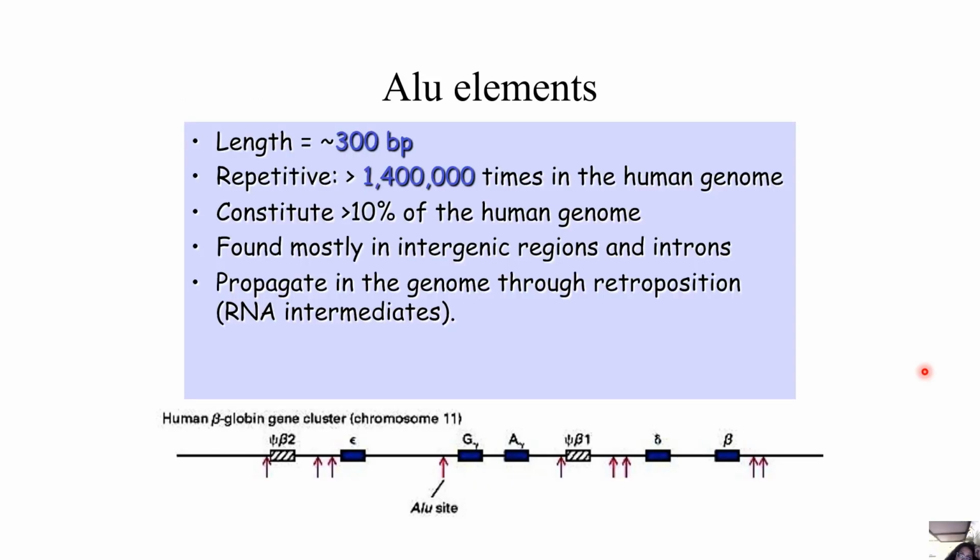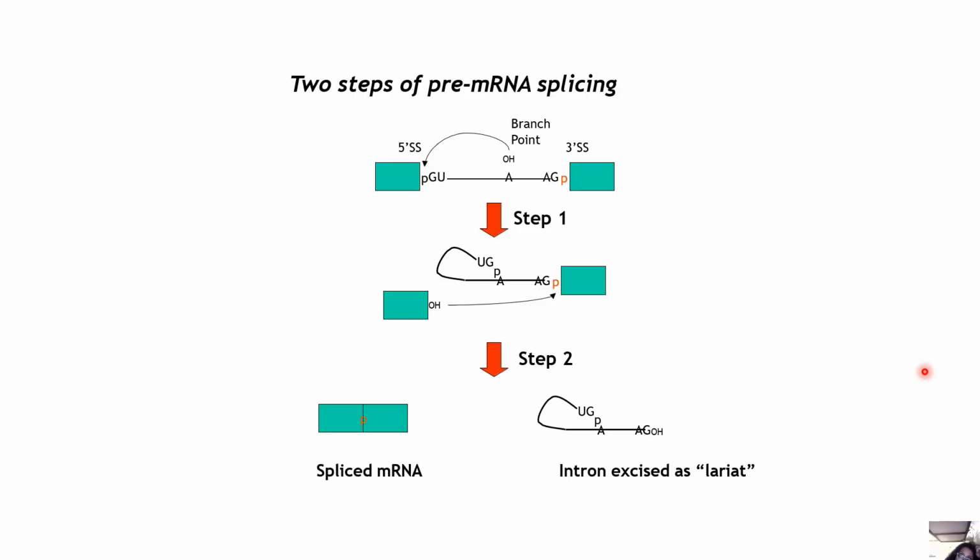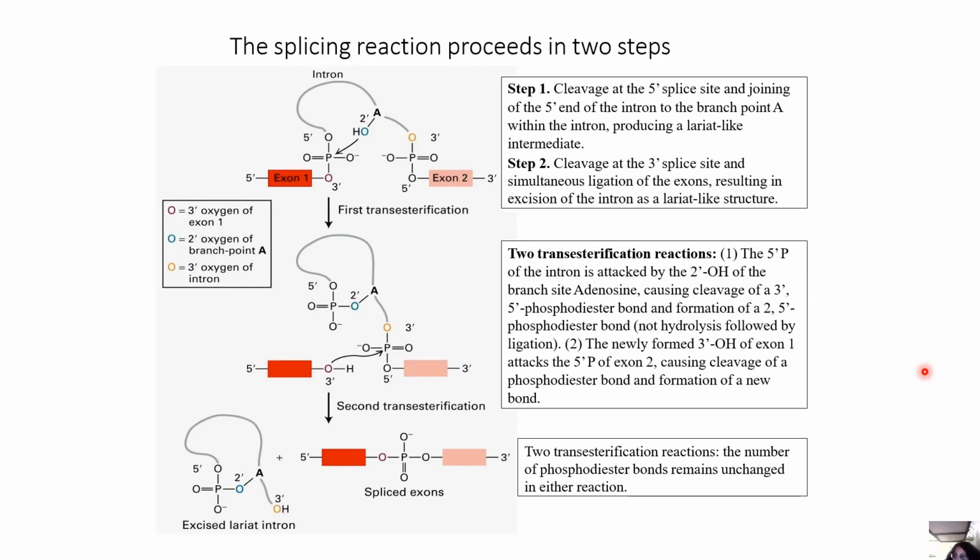I'm not going into too much detail. Now let's talk about splicing. I described the two steps of splicing in the last class. You can see the entire schematic of pre-mRNA splicing. So the splicing proceeds in two steps.